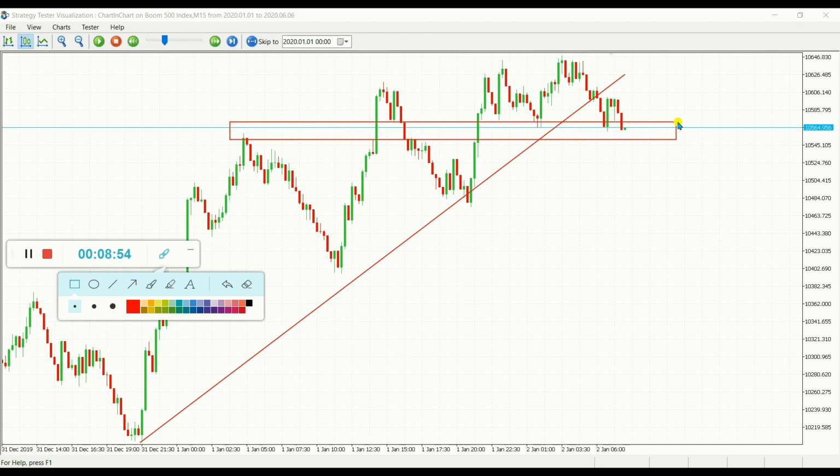I prefer to draw rectangles because they can show me those areas where the market has been rejected. So I have this rectangle. I'm waiting for the market to break down from this rectangle. As soon as the market breaks down from this rectangle, I can put my stop loss above this rectangle right here, and I can follow the market, right? So let's see what the market will do next.